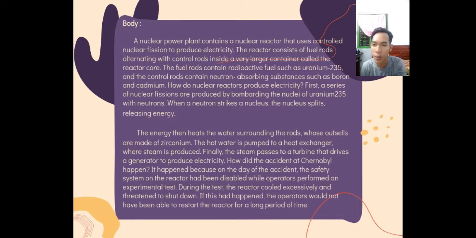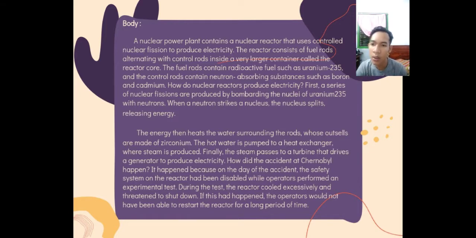How do nuclear reactors produce electricity? First, a series of nuclear fissions are produced by bombarding the nuclei of uranium-235 with neutrons. When a neutron strikes a nucleus, the nucleus splits, releasing energy. The energy then heats the water surrounding the rods, whose outsides are made of zirconium. The hot water is pumped to a heat exchanger, where steam is produced. Finally, the steam passes to a turbine that drives a generator to produce electricity.